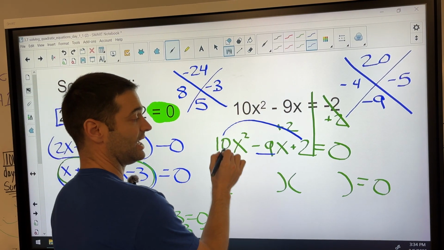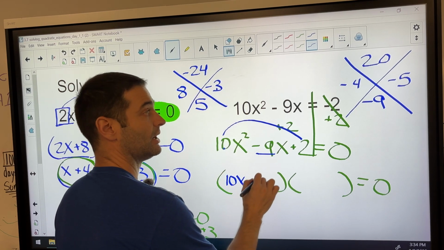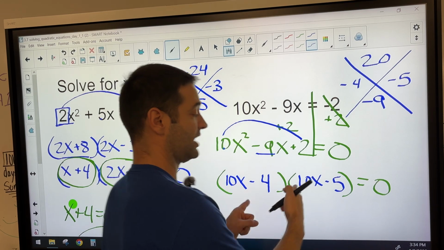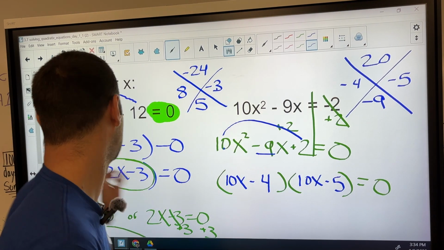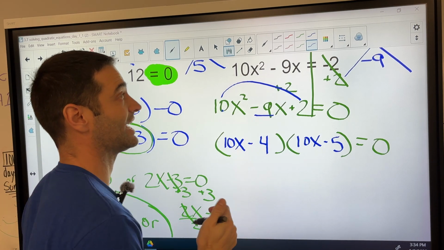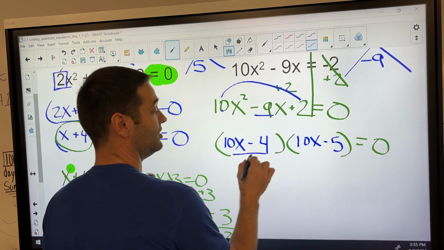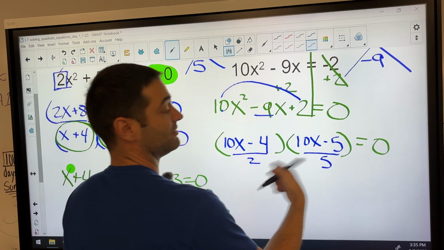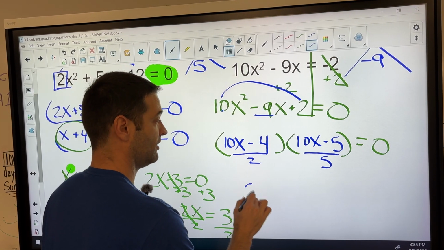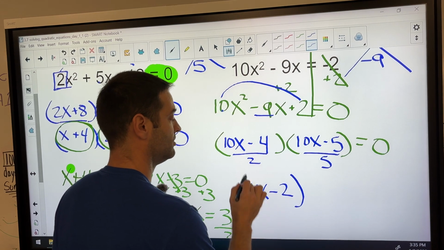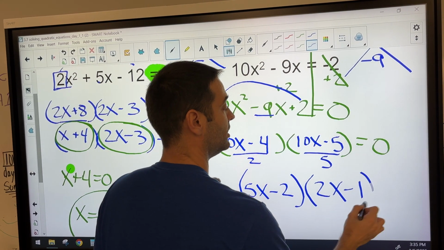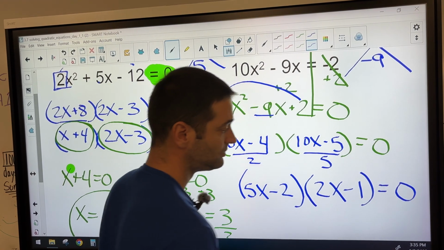So 10x minus 4 and 10x minus 5. I put an extra 10 in there. I need to factor an extra 10 out. I can't divide a 10 out of either of these all at once, but I can split the 10 up and do a 2 and a 5. Since 2 times 5 is 10, that'll work. This gives me 5x minus 2, 2x minus 1 equals 0.